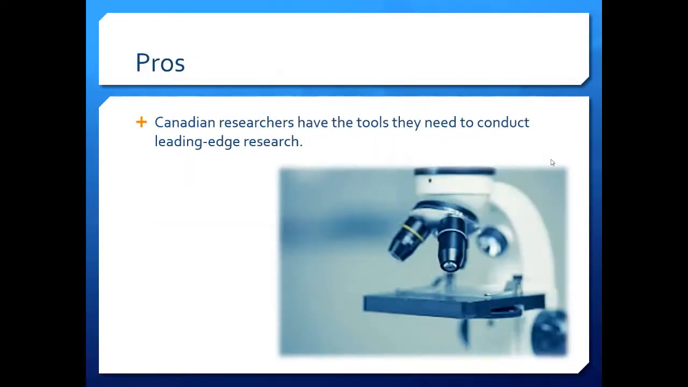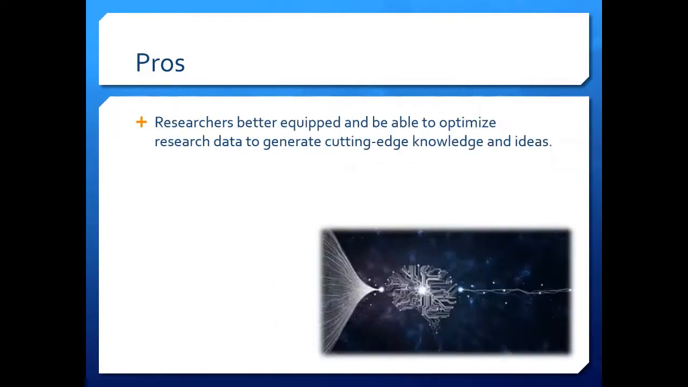The next pro and the next slide that we'll be talking about is researchers will be better equipped to be able to optimize research data to generate cutting edge knowledge and ideas. So again, we're going to have these tools, we're going to have an ecosystem, we're going to have a community that allows for researchers to optimize things and really keeps all of the information about this ecosystem in one place.